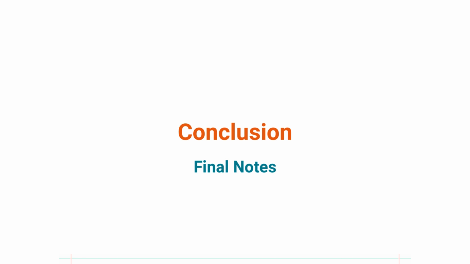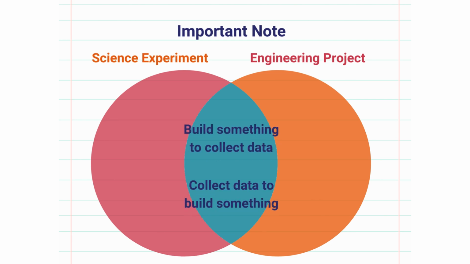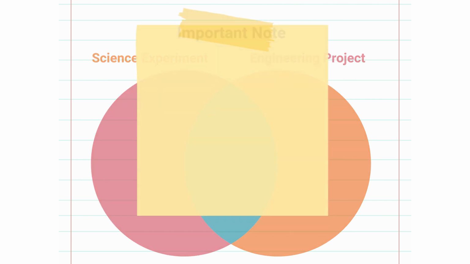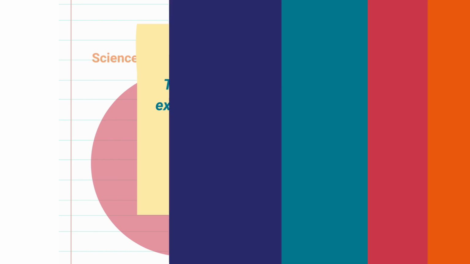Before we wrap up, let's discuss how science experiments and engineering projects can overlap. The research process is messy and can require pieces from both types of research. For example, you may need to build something to collect data, or collect data to build something. This is why it is so important to take detailed notes, collect data, and be transparent about what happens during the research process. Scientists and engineers borrow techniques from each other all the time. They also make errors and are incorrect all the time. The most important thing is to acknowledge it, explain your reasoning, and explain how everything could have affected your results.